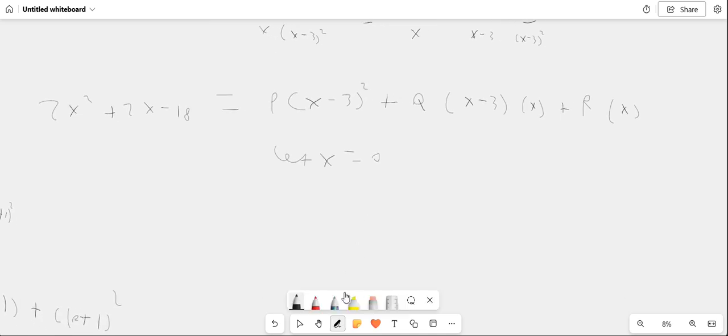Boom. So put 0 into there again. It's always going to equal the constant only at the end. So minus 18. Calm.